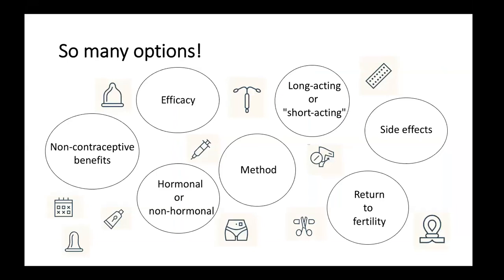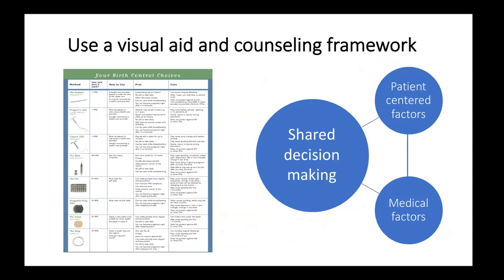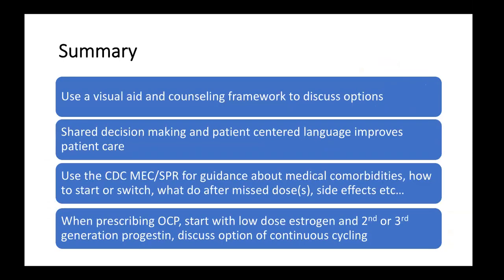So heading into the summary here, I hope this wasn't overwhelming. There are so many options, and I often feel overwhelmed by all the options. What's been helpful for me is to just go back to a visual aid and a counseling framework, focusing on shared decision making, and using a visual aid to discuss pros and cons, side effects, efficacy, all the things that patients care about with their medications and their contraception. And using some of those troubleshooting tips as well.